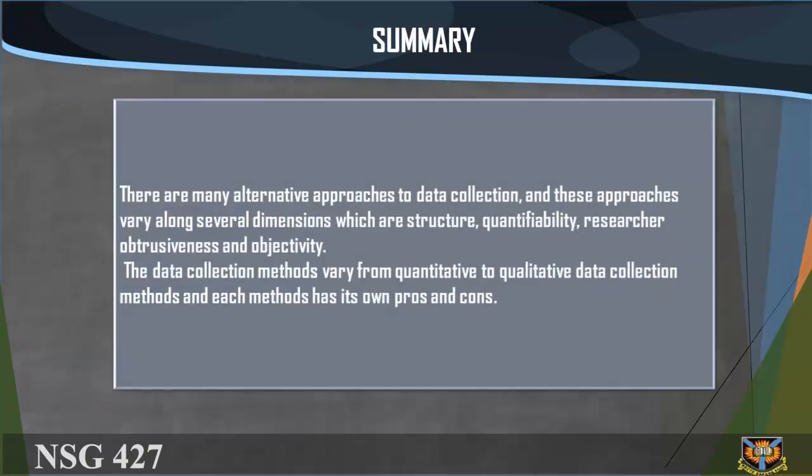Study session summary. There are many alternative approaches to data collection, and these approaches vary along several dimensions, which are structure, quantifiability, researcher obtrusiveness, and objectivity. The data collection methods vary from quantitative to qualitative data collection methods, and each method has its own pros and cons.